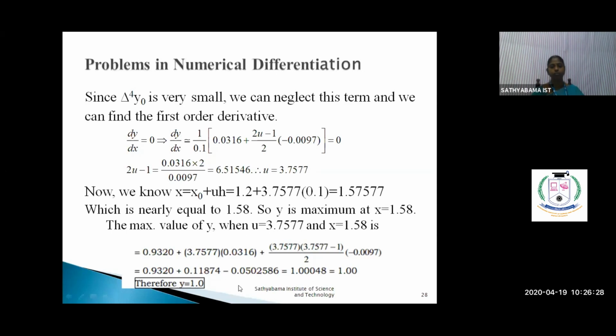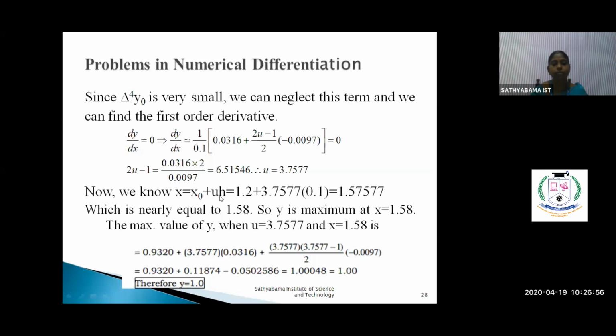So when I substitute that, I get the maximum value of y for x equal to 1.58. So if you want to find that maximum or minimum value, the step is: find the first order derivative, dy by dx. So you find dy by dx and equate that to 0, and you will get the value of u that can be substituted in this formula.